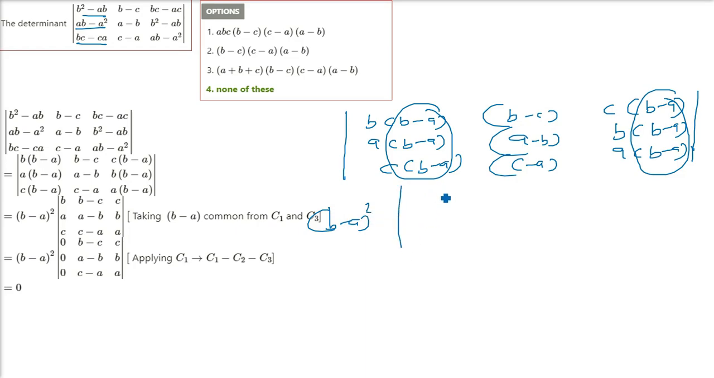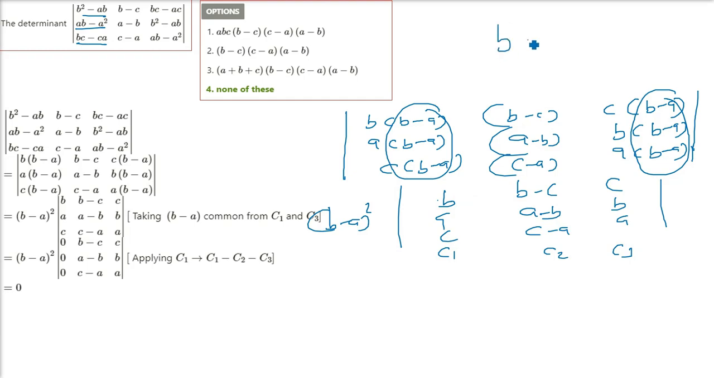Then you have b, a, c here, b minus c, a minus b, and c minus a here, and c, b, a here. Right? Okay. You can do one more thing here. B and c is already there. So let us subtract column 2 and column 3 from column 1. So I'll just show you.